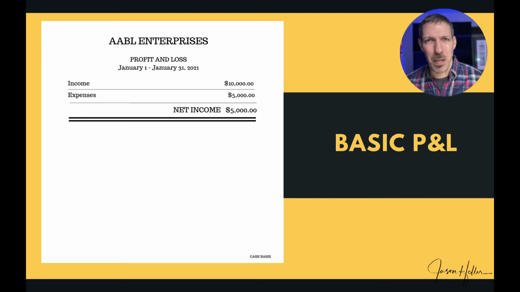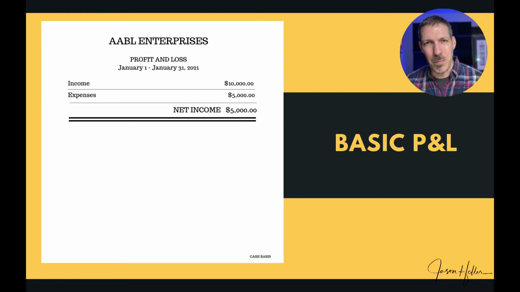So you see, most financial statements would start with the name of the business, the title of the statement, in this case, a profit and loss statement, and then the period that we're looking at in that statement. In this case, we're looking at January 1st through January 31st. So in this very basic statement, you see it's reporting that we have $10,000 in income and $5,000 in expenses, which leaves us with a net income of $5,000.